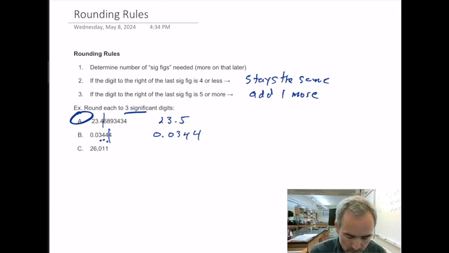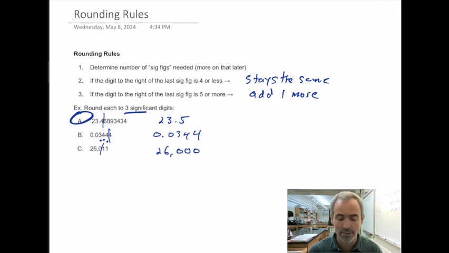Okay? Lastly, letter C. We want to round to our third sig fig, so we would look right there. So the 260, that's a sandwich, that's significant. And so I try to round this, and so maybe I try to round this to 26,000, and I realize, oh no, I only have 2 significant figures. So that presents a little bit of problem.